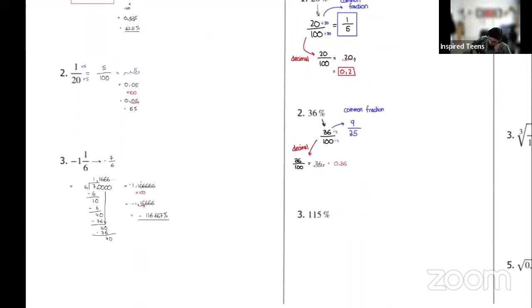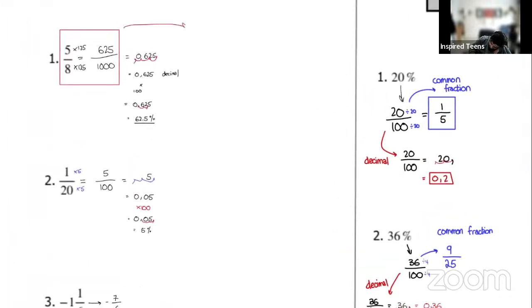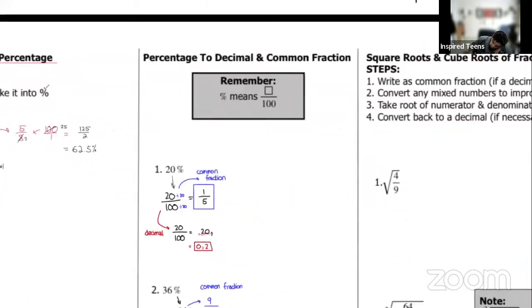Alternatively, what could work here as well is multiplying it by just 100. So here, for example, 5 over 8 times 100 over 1. That simplifies, 2 times 25. This becomes 125 over 2, which is equal to 62.5%. In this case, we multiply by 100, so you can follow the rules: convert to decimal, multiply by 100 to convert to percentage.